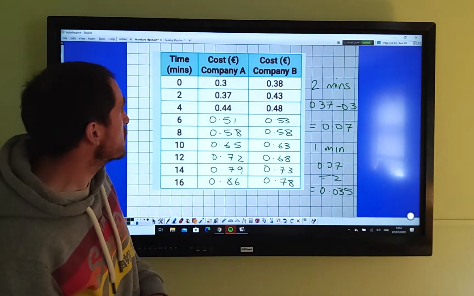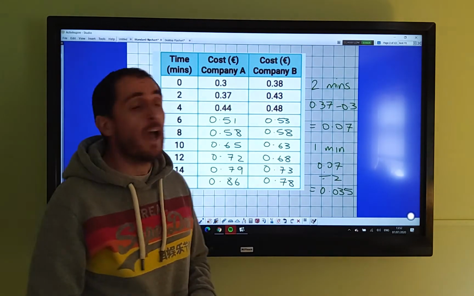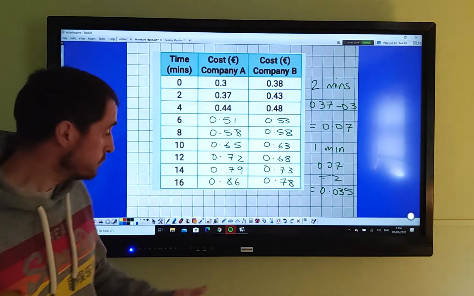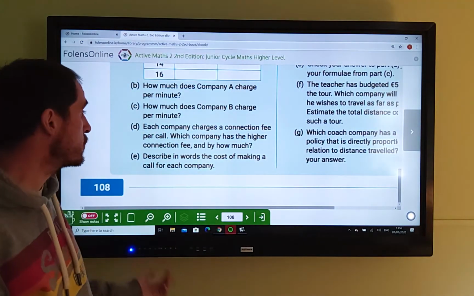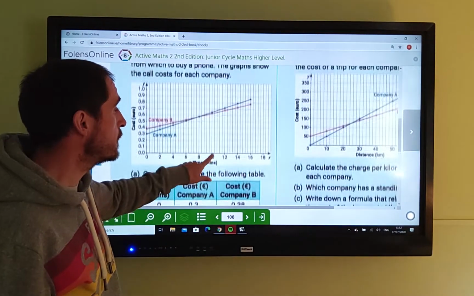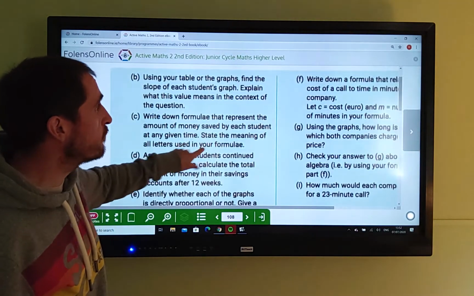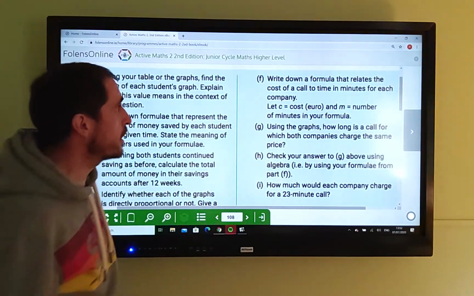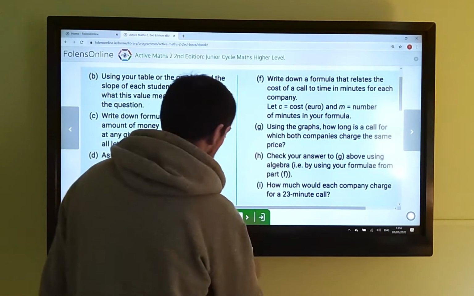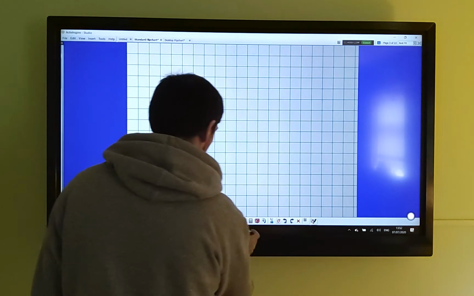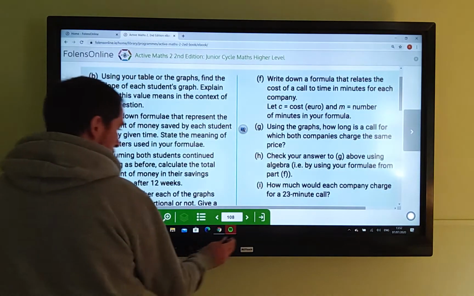For company B, there's a standing charge of 38 cents, and then it's 2.5 cents for every minute thereafter. So that's how you'd describe in words the cost of making a call. Now, for F, write a formula that relates the cost of a call to time in minutes for each company. So we're just going to put this over here and get a copy of this and see what we get.